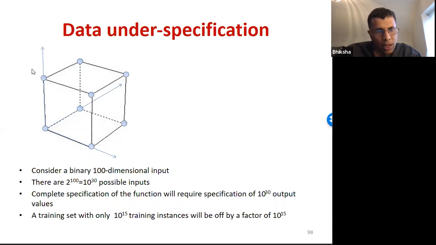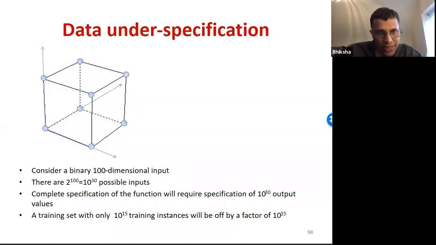So if I give you 1 trillion training instances, the number of training instances is still going to be off by a factor of 10 raised to 15 compared to all of the corners of the cube where we are trying to compute the function. Make sense? Questions?